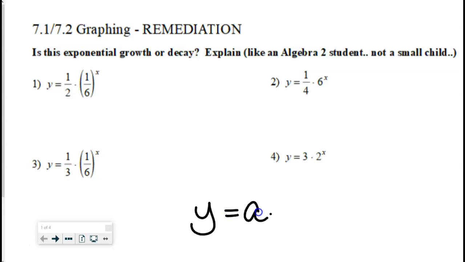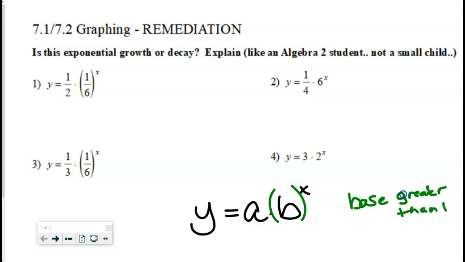It's y equals a times b to the x power. Now, there might be some transformations, but what's important to remember is that whatever your base number is, that indicates whether you have a growth or decay. So if your base is greater than 1, that means you have a growth, because it's going to grow faster than 100%. But if your base is less than 1, we'll have a decay.